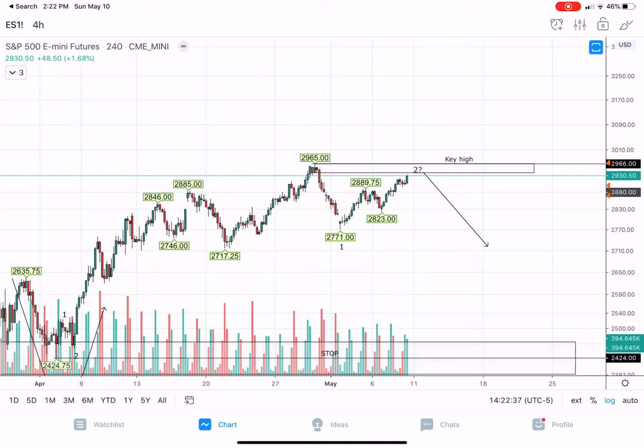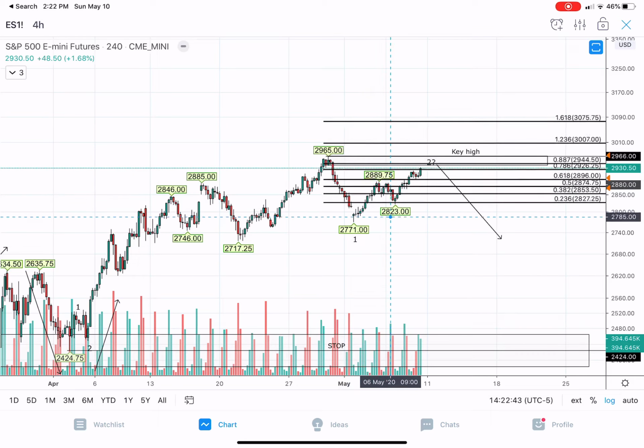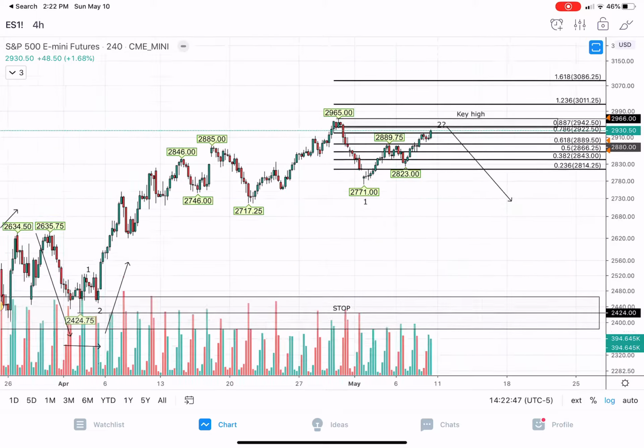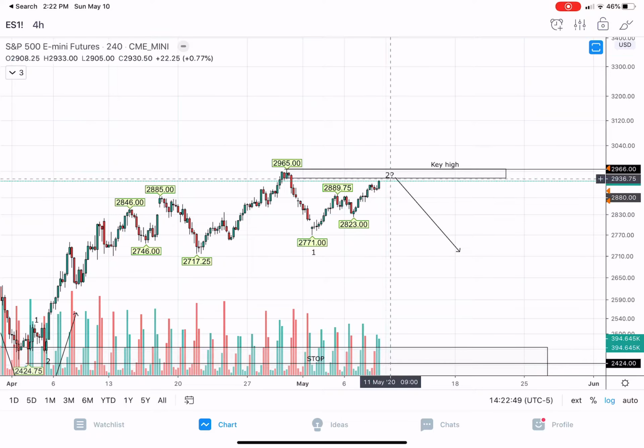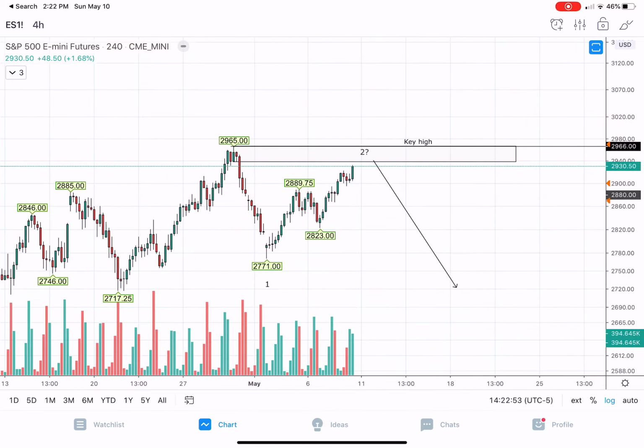29.65. If it does break above 29.65, obviously it'll go higher, and then I can just do a move like this, and then we get a move to the 1.36 or to the 1.618. This is a very key level right here, though. Very, very, very important level. Valid rally base drop supply here.